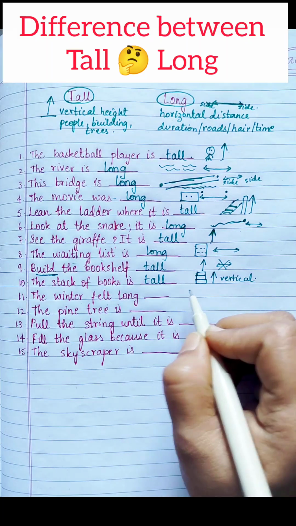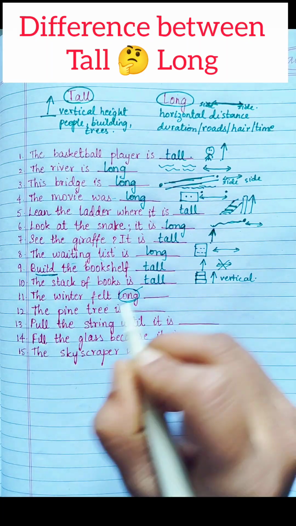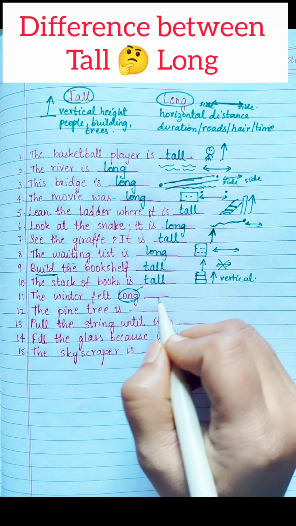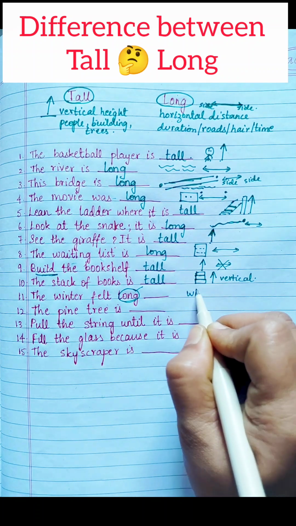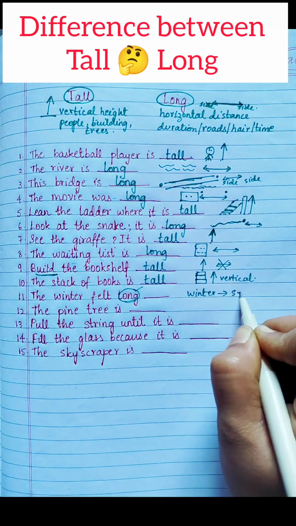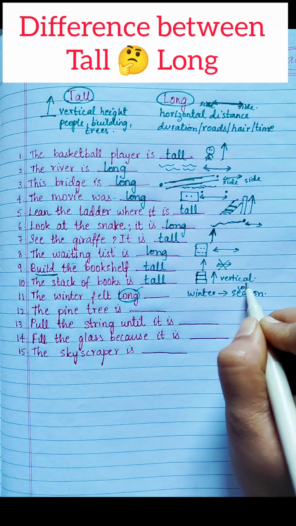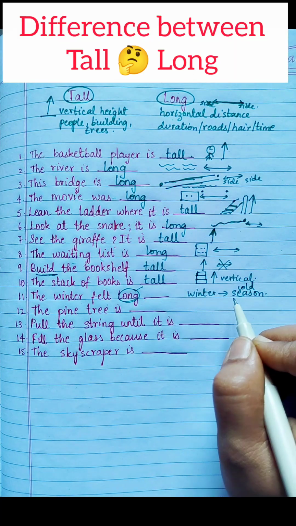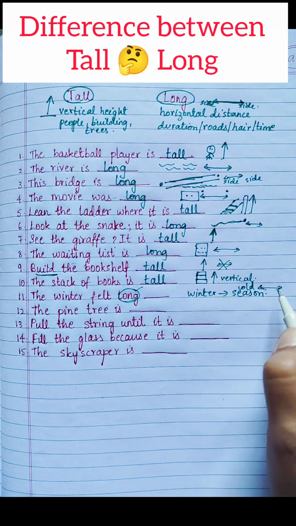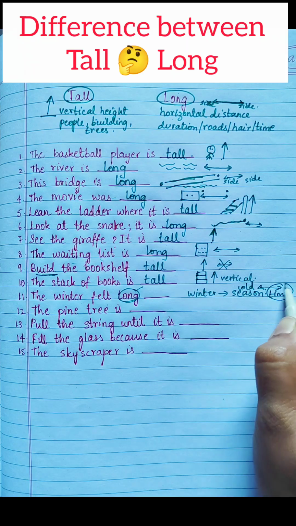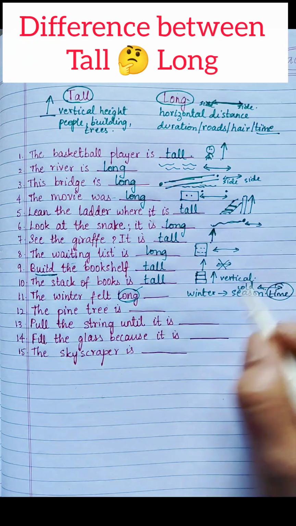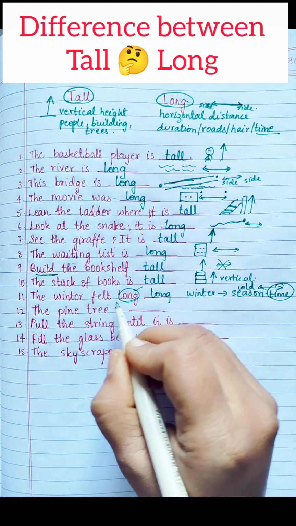Next, the winter felt long. Oops, answer is already written here. But no problem. Let us decode how long is an answer here. See guys, winter is a season. It's a cold season. It speaks about duration. It speaks about time moreover. And whenever we are dealing with time or duration, we go with long. So the answer is the winter felt long.